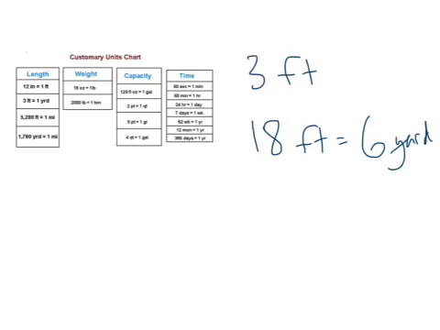The next one is weight. There's 16 ounces in 1 pound. So when you have 2 pounds, it would be 32 ounces. And then 2,000 pounds equals 1 ton. So if a car weighs 3 tons, then it'll be 6,000 pounds, because it's 2,000 plus 2,000 plus 2,000.